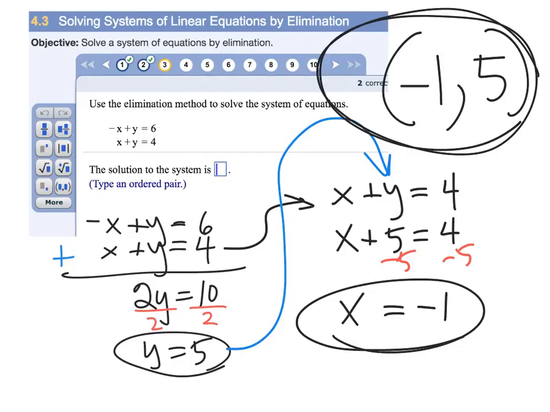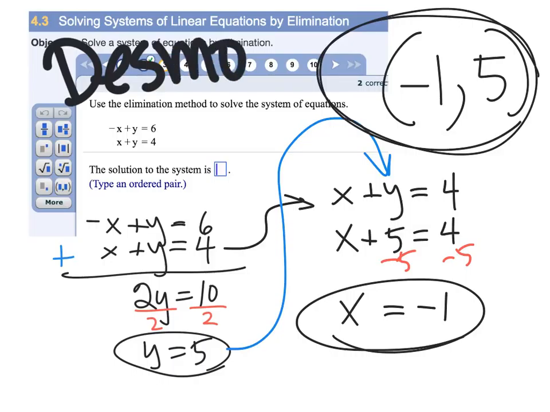Of course, I want you to always consider using Desmos, because all you have to do is type in these two equations. The lines will automatically appear, and you just zoom in to see where they intersect. And in this case, they intersect right at convenient integers, a simple location. So you don't really need to do all of this fancy algebra.